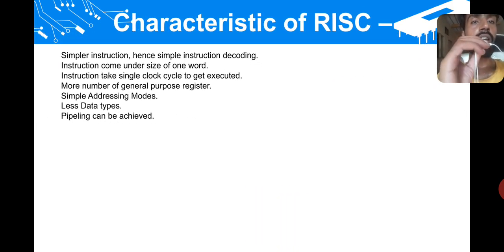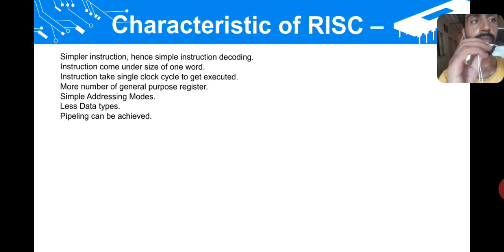Characteristics of RISC: simpler instructions, hence simple instruction decoding. Instructions come under the size of 1 byte. An instruction takes a single clock cycle to get executed. More numbers of general purpose registers. Simple addressing modes, fewer data types, and pipelining can be achieved.